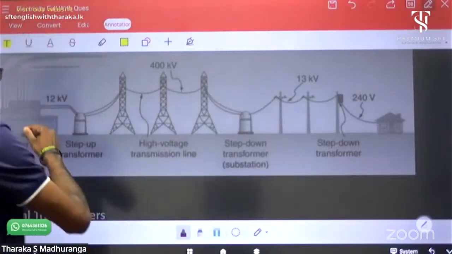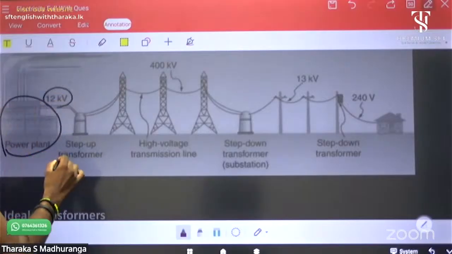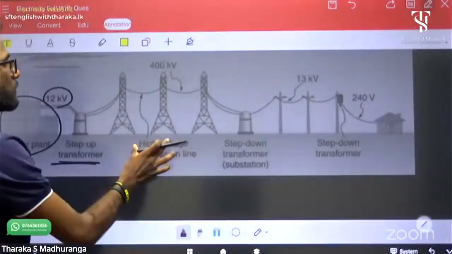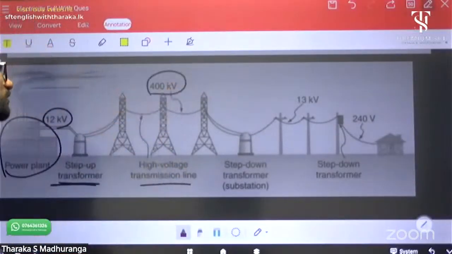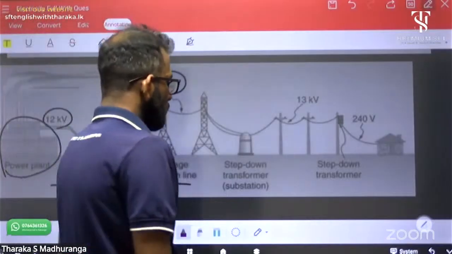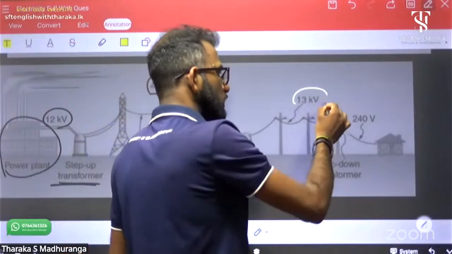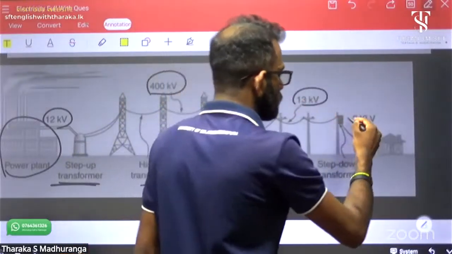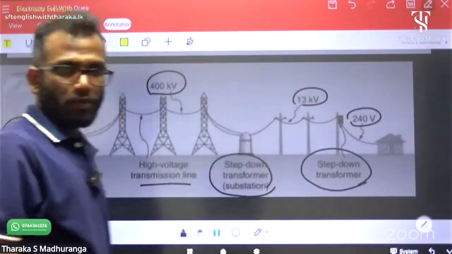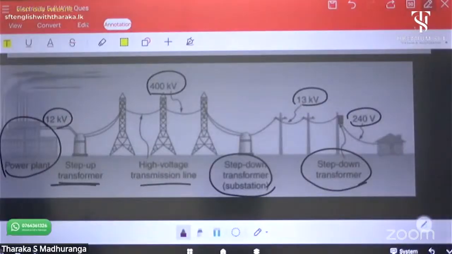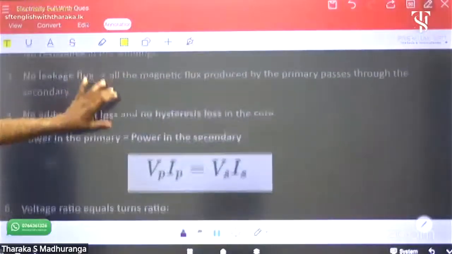This is a power plant. Now it produces 12 kilowatt. This is a step up transformer that increases to a higher voltage, 400 kilowatt. Now in the village, they use step down transformers, again getting 13 kilowatt and 240 volt using step down transformers. Okay, that's the story of the actual system.